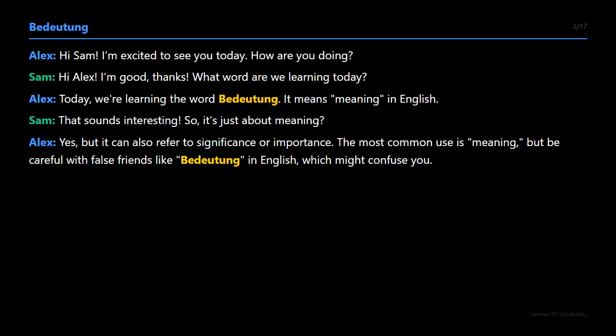I'm good, thanks. What word are we learning today? Today, we're learning the word Bedeutung. It means meaning in English. That sounds interesting. So, it's just about meaning. Yes, but it can also refer to significance or importance.